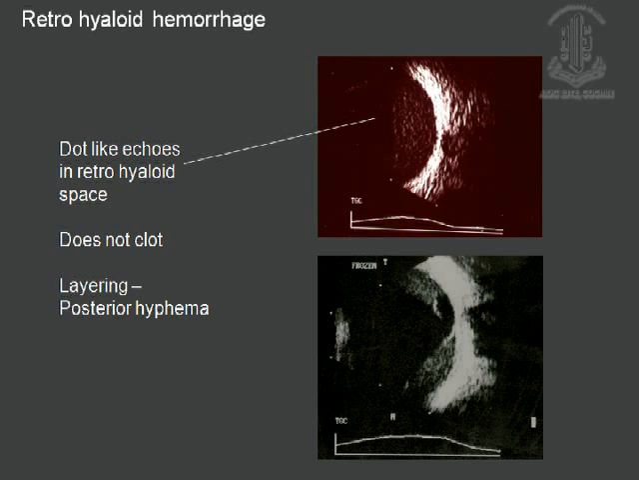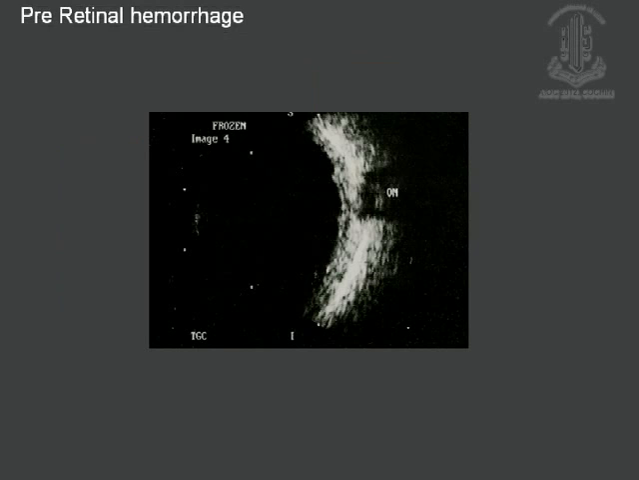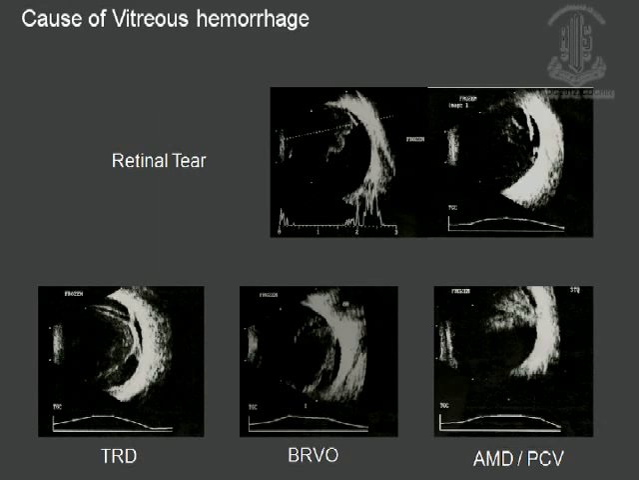Sometimes it may form a layer on the lower part, and that is called a posterior hyphema, which may be mistaken for a retinal detachment. Again, important from the management point of view, surgically you know where the blood is, it's easier to manage that way. Pre-retinal hemorrhage, we usually don't do an ultrasound, but it may just be seen as a surface irregularity on the retinal surface itself. Is it possible to find the cause for a vitreous hemorrhage?